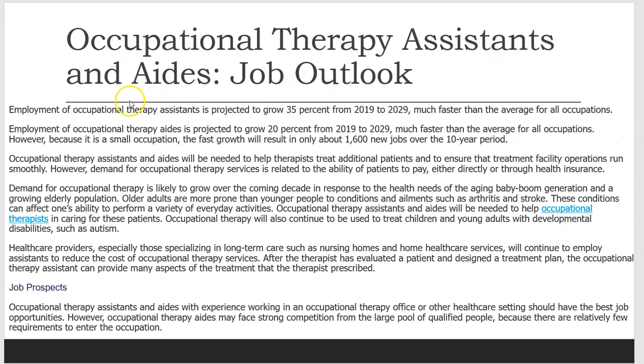Occupational therapy assistants and aides, job outlook. Employment of occupational therapy assistants is projected to grow 35% from 2019 to 2029, much faster than the average for all occupations. Employment of occupational therapy aides is projected to grow 20% from 2019 to 2029, much faster than the average for all occupations. However, because it is a small occupation, the fast growth will result in only about 1,600 new jobs over the 10-year period.